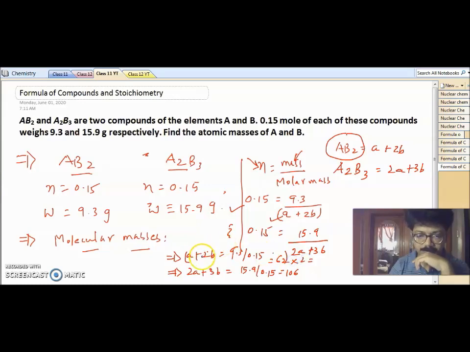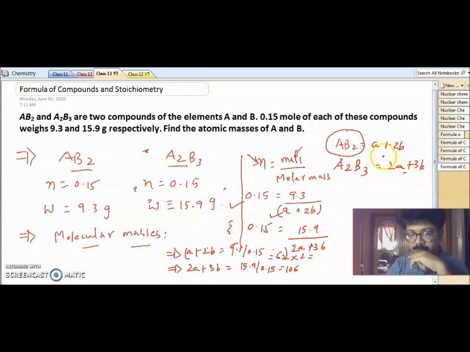So I multiply this equation by 2. Whatever the answer comes will be in the form of 2A, and then subtracting equation 2 from equation 1, or 1 from 2, you get the values of A and B. And when you put the values of A and B here, you get the molecular masses of AB2 and A2B3.